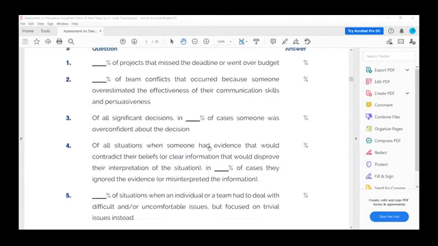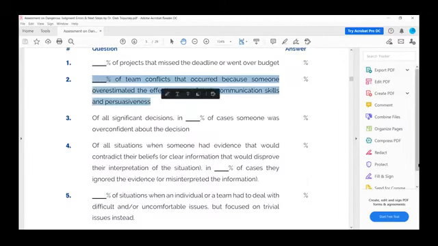All right. Another issue that's very relevant to change, resistance to change management, is number 2. So number 2, this will be question 2. Percentage of team conflicts that occurred because someone overestimated the effectiveness of their communication and persuasiveness. So again, what percentage of team conflicts? When team conflicts do occur, which they occur sometimes, what percentage occur because someone overestimated the effectiveness of their communication and persuasiveness?